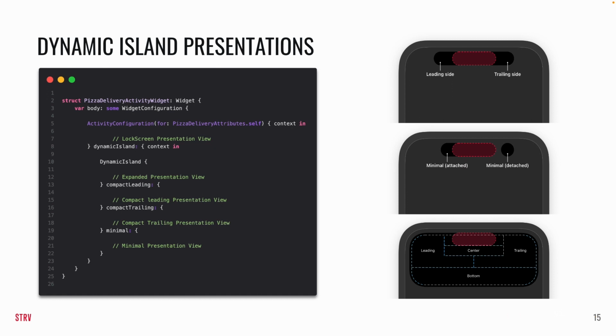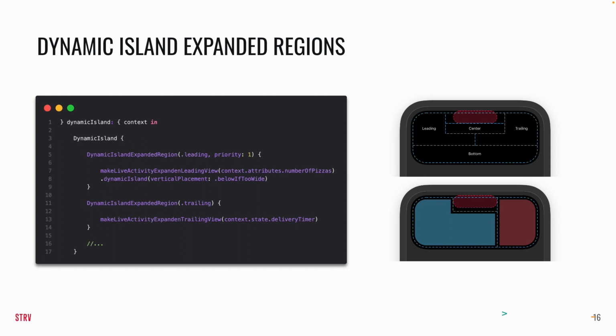So basically, we need to define the views for each region. And the good thing here is that it's very customizable, in a way that you can even omit some of these areas. For example, you can prioritize the leading side, and we have the type here. You can prioritize it and tell the Dynamic Island that you don't want the center and the bottom. So it will consider the leading part as this area that you can see here.